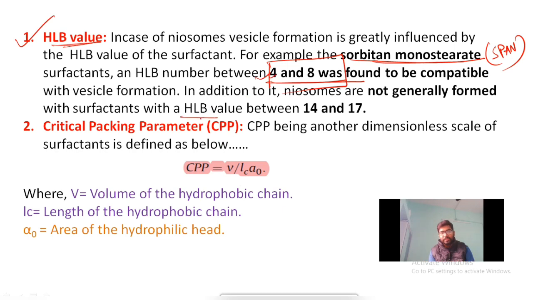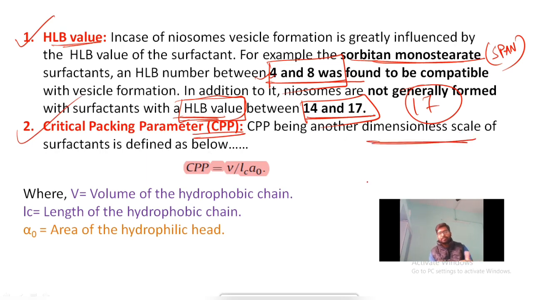Number one thing. Number two is HLB value should not be beyond 17, or 14 to 17 HLB value. Actually, surfactants having HLB value 14 to 17 do not form niosome. Okay. Then coming to the critical packing parameter. Critical packing parameter means it's also a dimensionless property of surfactant.